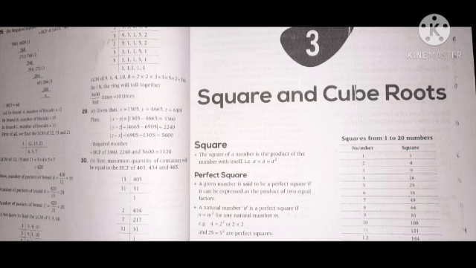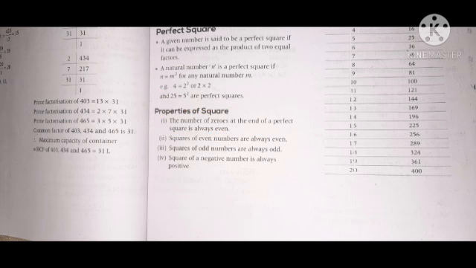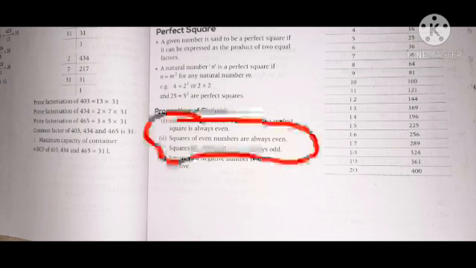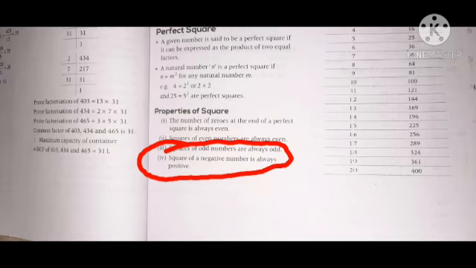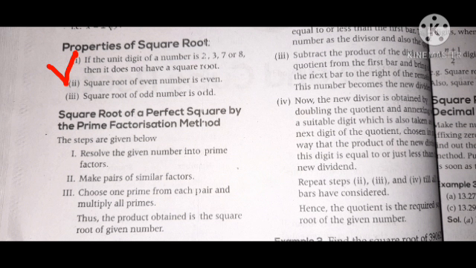Now we will discuss the properties of squares. The number of zeros at the end of a perfect square is always even. The next one is that squares of even numbers are always even. Squares of odd numbers are always odd. By these properties we can easily find the correct option given in the exam. The fourth one is that the square of a negative number is always positive.